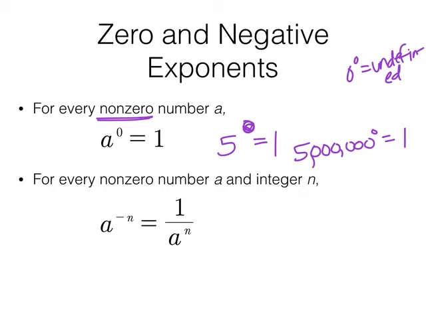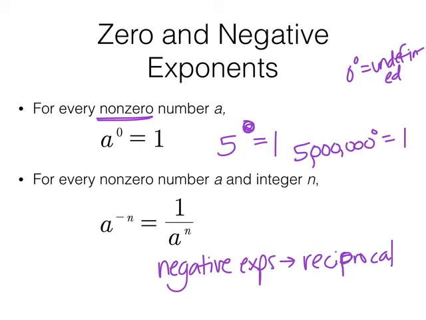For negative exponents, for every non-zero number a and integer n, a to the negative n is 1 over a to the n. Negative exponents are what I like to call reciprocal makers. Reciprocal is where you flip the number over. So if I was talking about the number 2, the reciprocal of 2 would be 1/2. And in fact, if I raise 2 to the negative 1 power, I get 1 over 2 to the positive 1, which is 1/2.